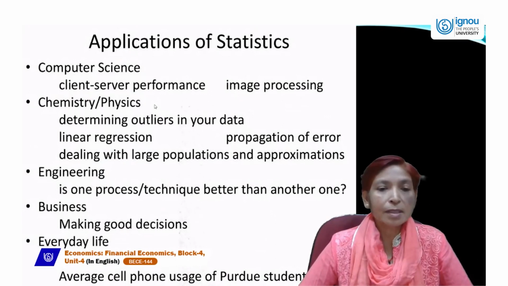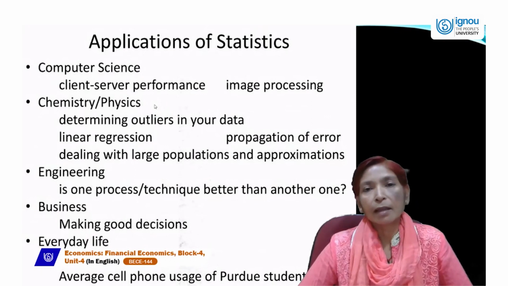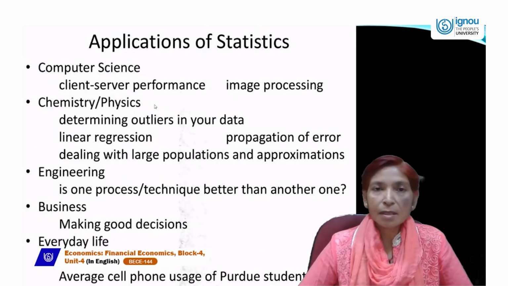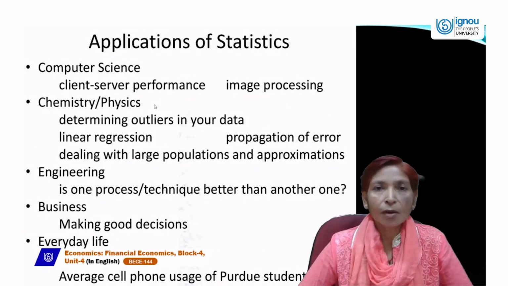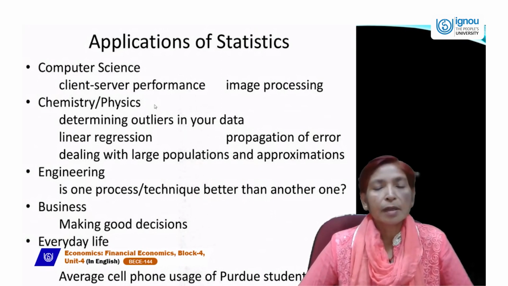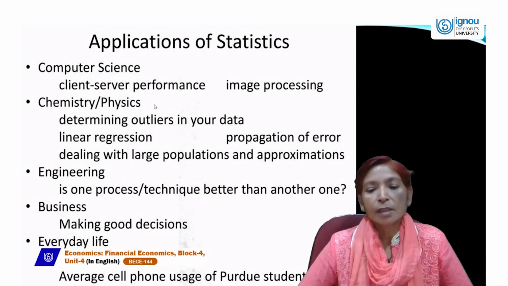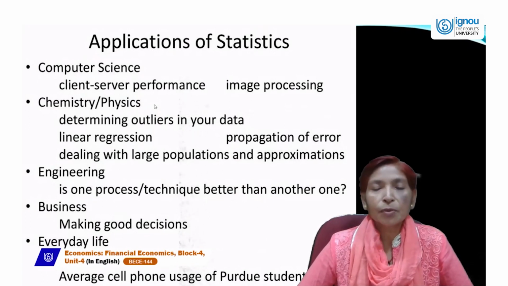Statistics helps determine whether one process or technique is better than another one. In businesses, it helps in making good decisions or best decisions. In everyday life, like medical information, average cell phone use, and student performance.